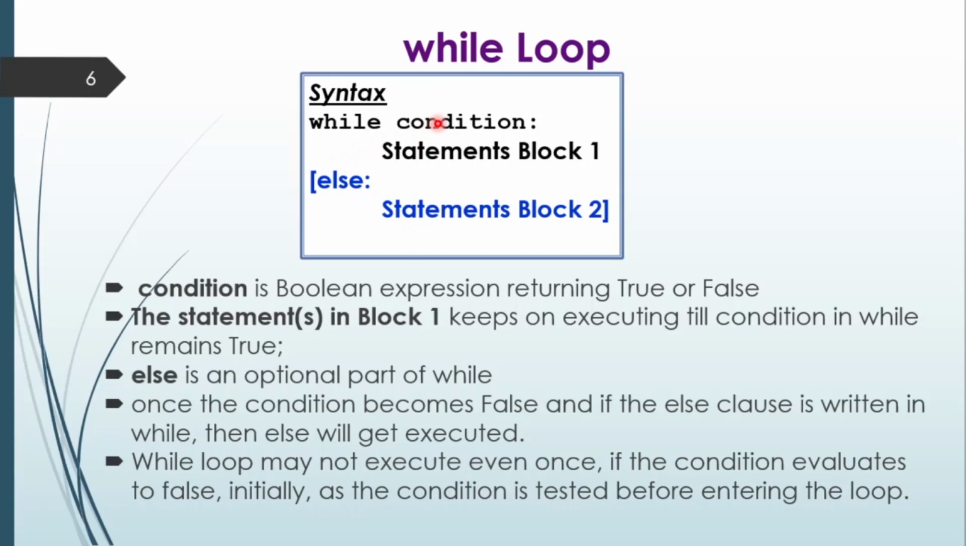If the condition is initially false, the loop will not execute even once, as the condition is tested before entering into the loop. The statement will be executed only if the condition is true. So if the condition is initially false, this statement will not be executed even once. And if the condition remains true always, such a situation is called an infinite loop.